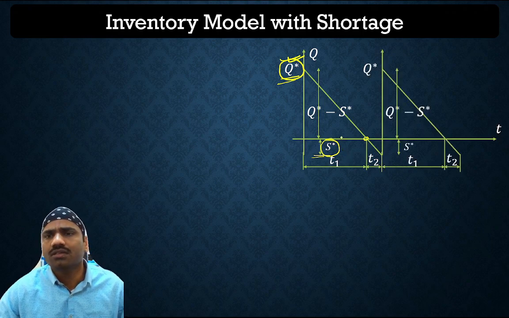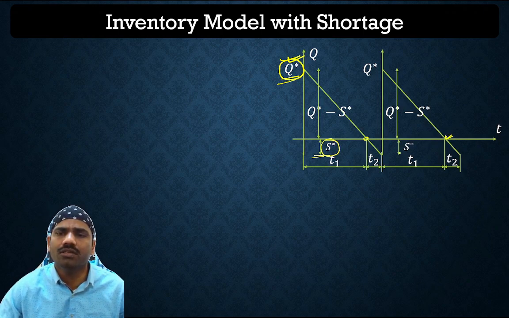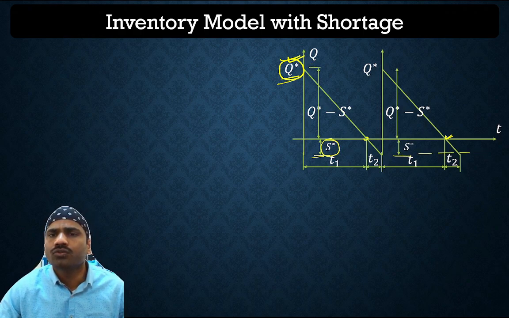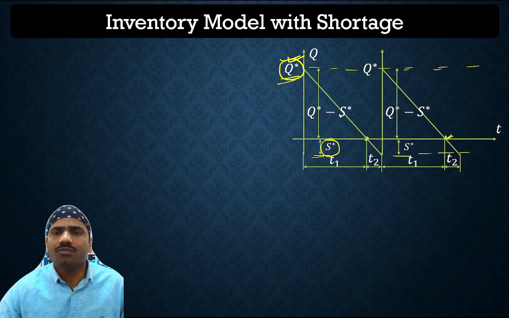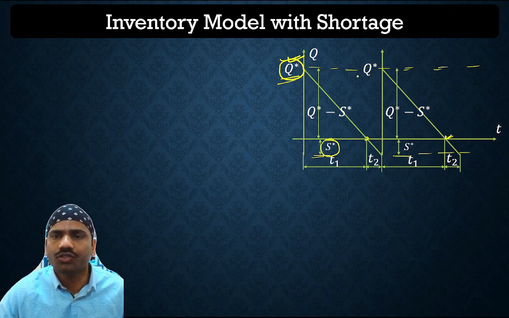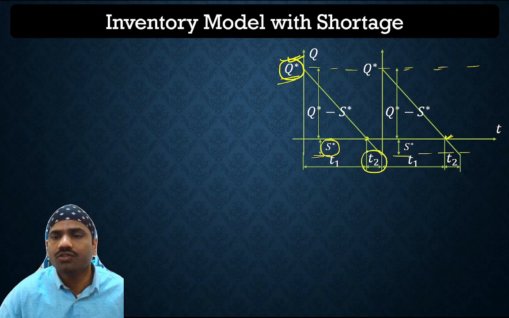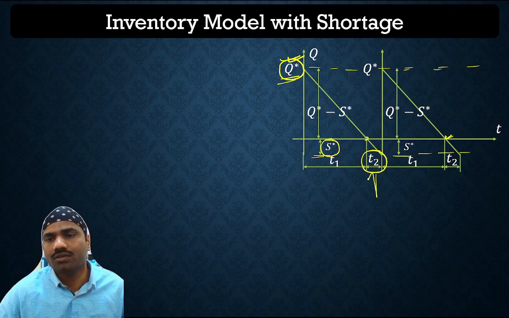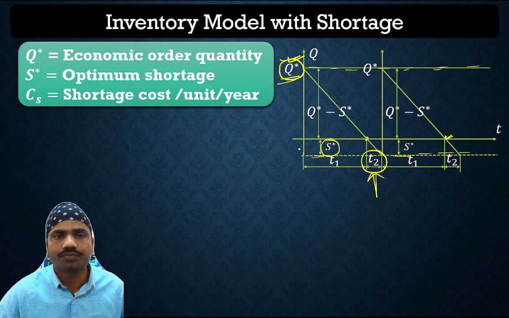So we'll see again this quantity you are getting, and you are consuming this quantity, and at this time here we have 0 quantity, but there is a demand, and that demand will go as a shortage. So this will be repeated periodically. Each time you have a lot size, and you will consume that lot size, and after some time, for some period, you have a shortage of quantity, and that time period is T2.